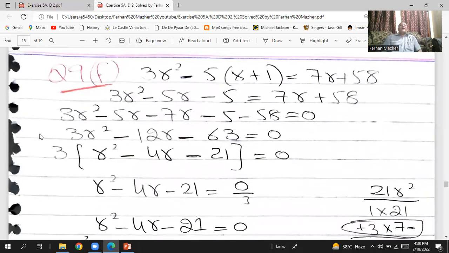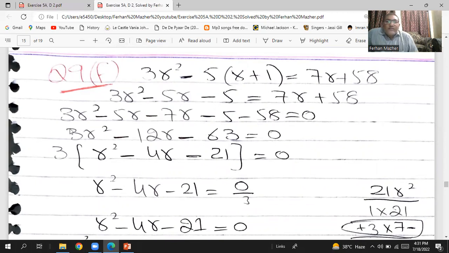So we will have 3r² − 5(r + 1) = 7r + 58. So it will be 3r² − 5r − 5 = 7r + 58. So you will have 3r² − 5r − 7r and −5 − 58 = 0. So it will be 3r² − 12r − 63 = 0.